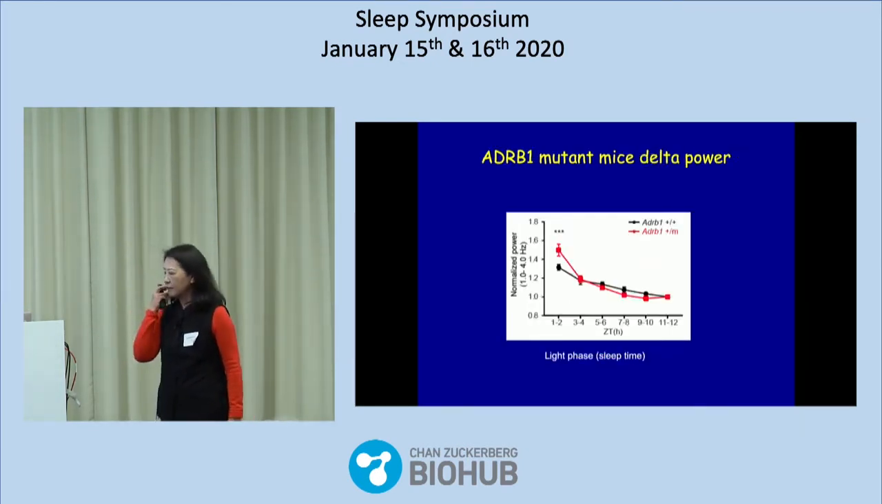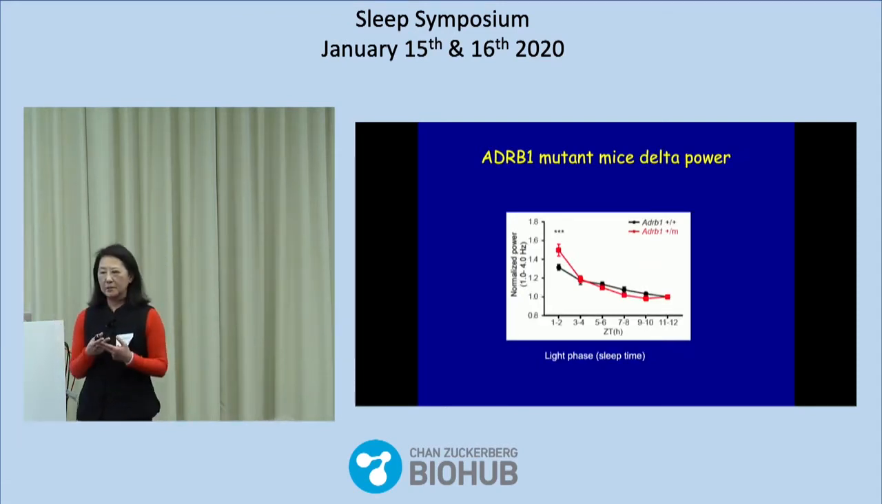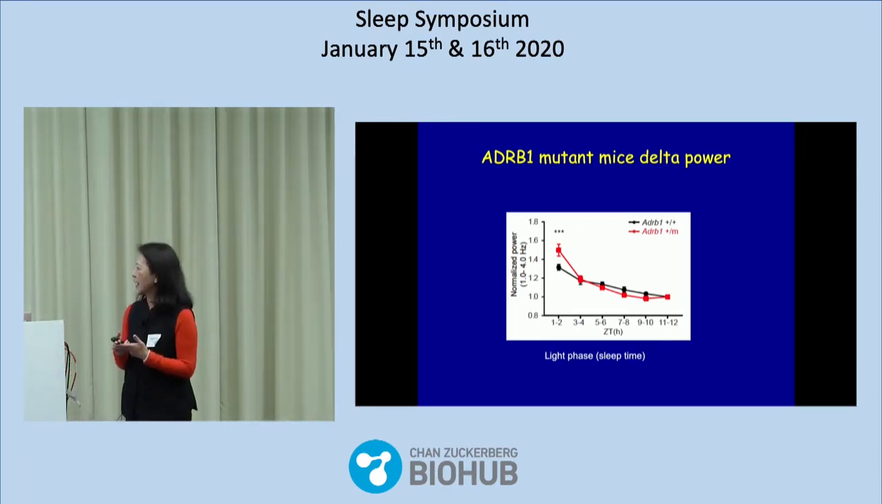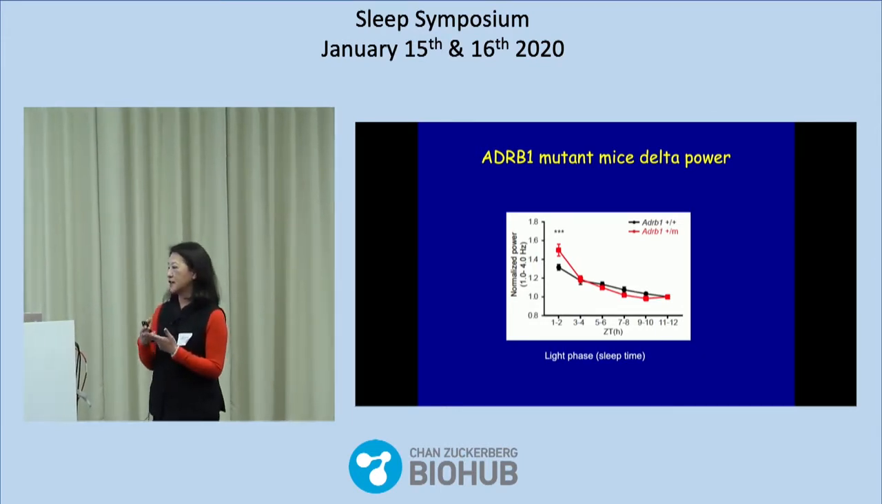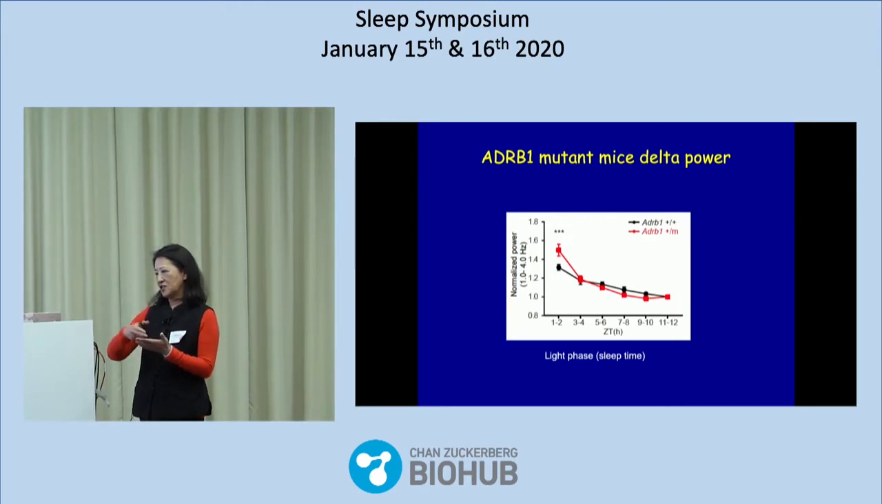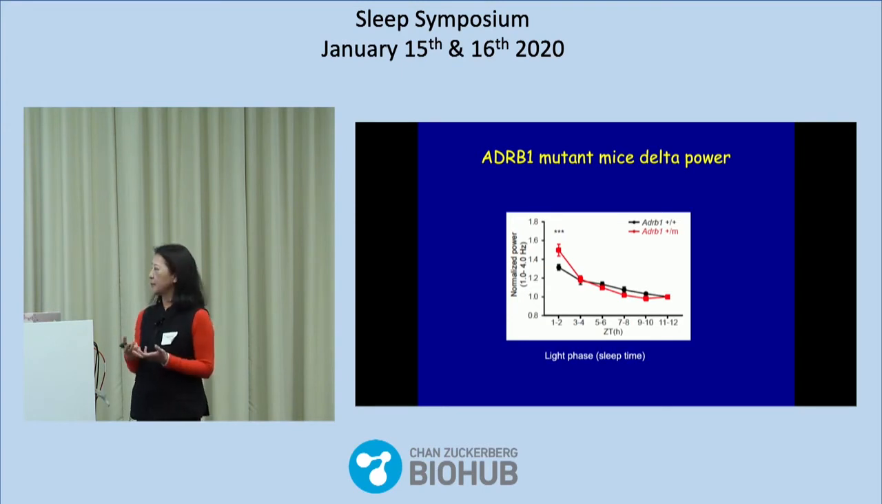So for this short sleep human or mice, there were two possibilities when we were thinking about it. One is that these people who are short sleepers, or mutant mice, just don't accumulate as much sleep pressure, so they can stay awake longer. The other possibility is that they can accumulate sleep pressure just like the rest of us, but for some reason, their body can sustain higher sleep pressure.